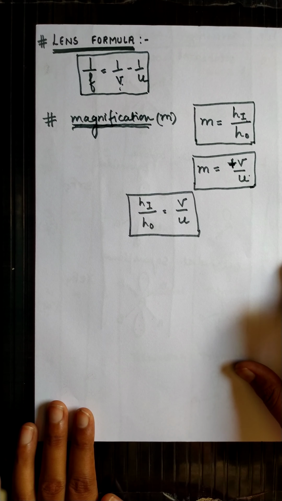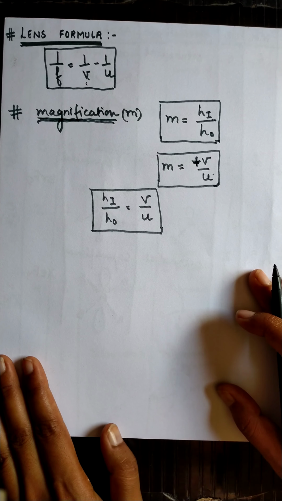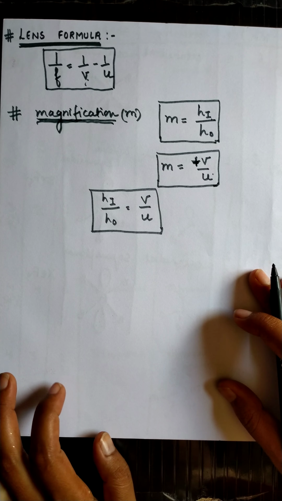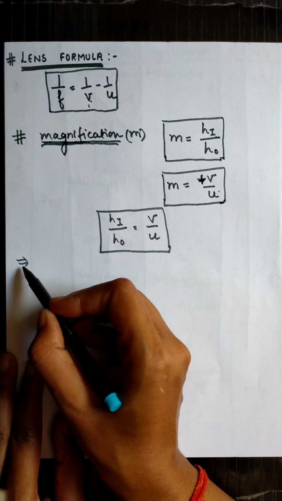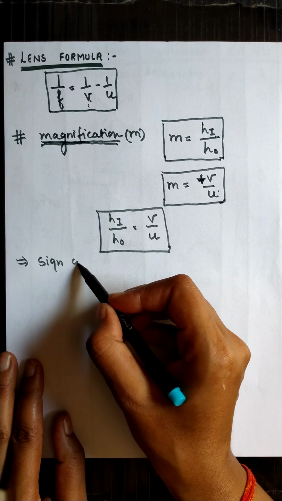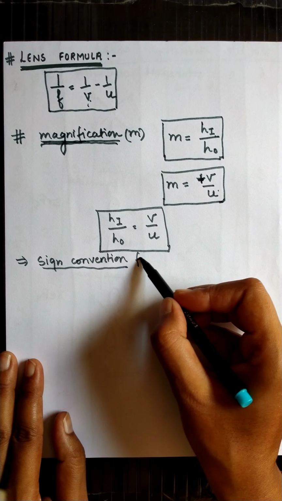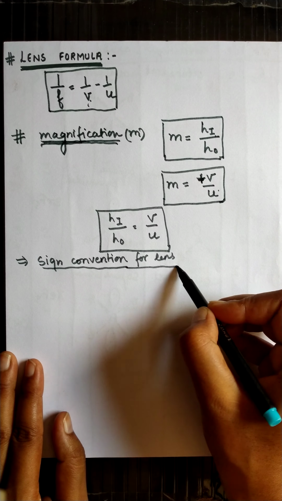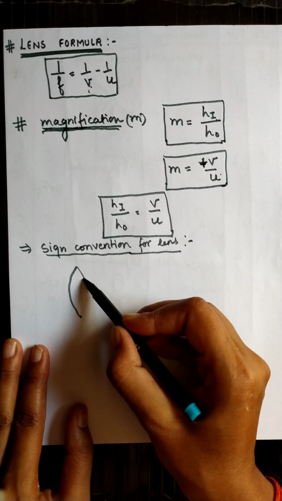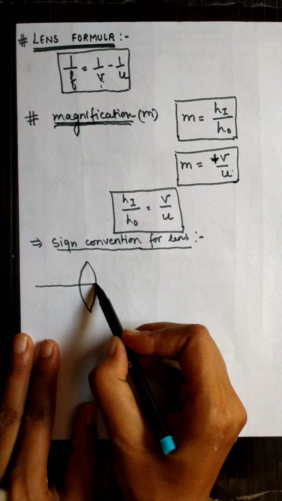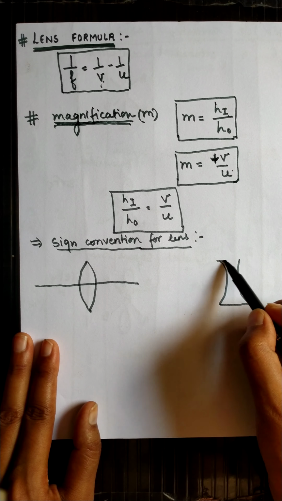Now the main thing is about the sign convention. So what is the sign convention, students? Because for solving the problems we must know the sign convention of the lens. So the next topic is the sign convention for the lens. Students, two types of lens are there, one is the concave lens and the other is the convex lens. This is the convex lens, and let's make over here the concave lens.